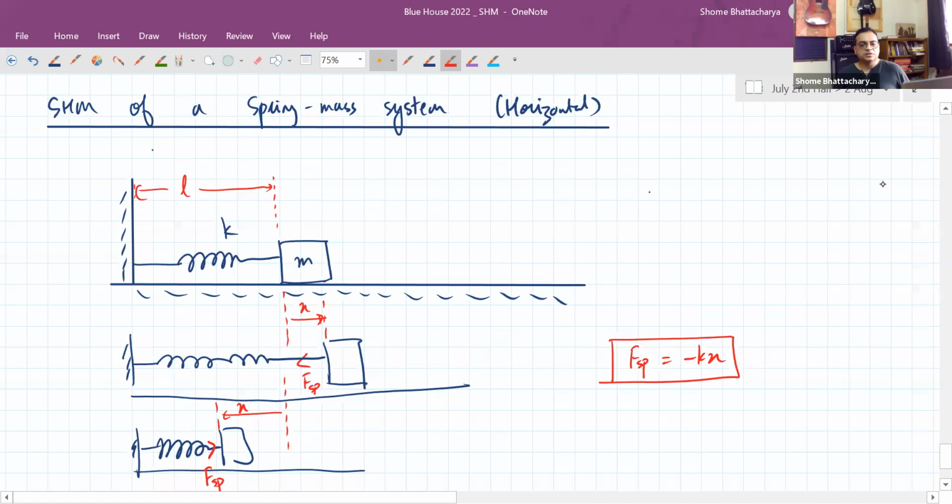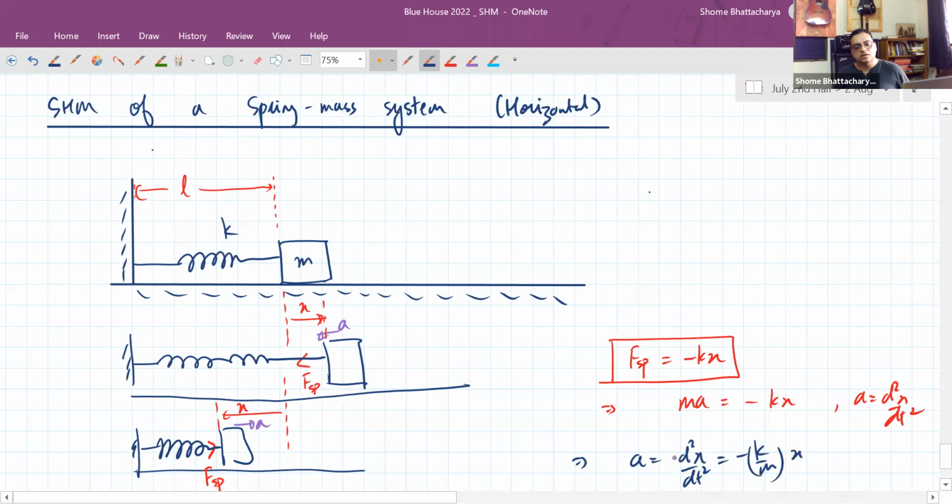And that means mass into acceleration is equal to minus kx, where acceleration is d2x by dt square. So in this position, the block will tend to have an acceleration like this. In this position, the block will tend to have an acceleration like this. Okay. So we will have acceleration d2x by dt square is equal to minus k by m x, where k is the spring constant and m is the mass of the block.